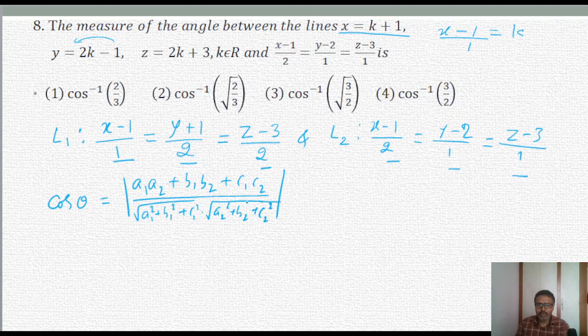Don't write all these formulas when you are sitting in the examination hall. To make you understand, I am writing this directly. We should apply it in the examination hall. We should not waste any time in writing all this.